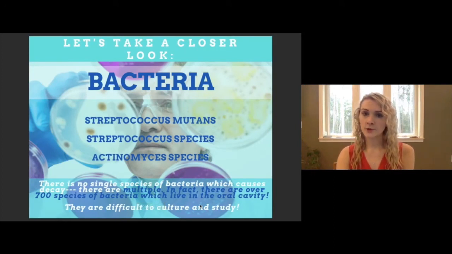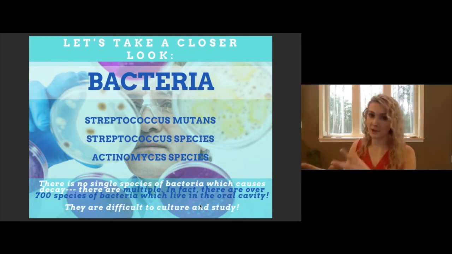So let's take a closer look at the source, the bacteria. Streptococcus mutans and Streptococcus species of bacteria are some of the bigger known pathogens which cause caries. Just remember, there is no single species of bacteria which causes decay. There are multiple. In fact, there are over 700 species of bacteria which live in the oral cavity. They are very difficult to culture and study because it is very hard to replicate the oral environment in the laboratory.